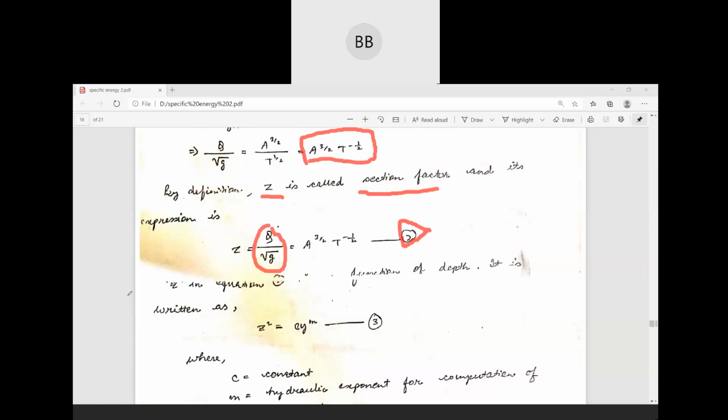In the next line, Z in equation number 2 is a function of depth. So it can also be written as Z square equal to C Y to the power M. That M you write capital. This M is capital, don't write small. You write Y to the power M, that is your capital M, and put equation number 3: Z square equal to C Y to the power capital M.